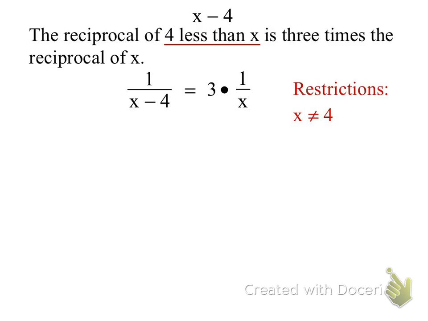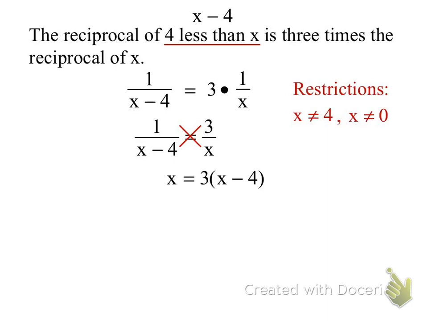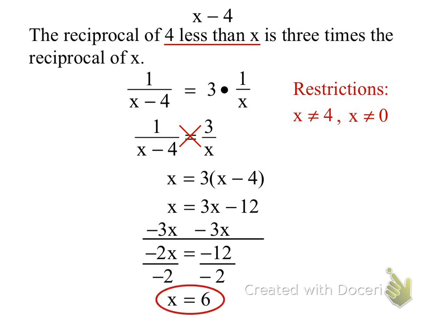And then we can say, what are our restrictions? x can't equal 4. And then we do our cross products. x can't equal 4 in the first denominator. In the second denominator, x can't equal 0. And we get x equals 6.